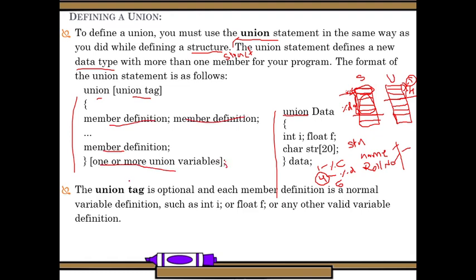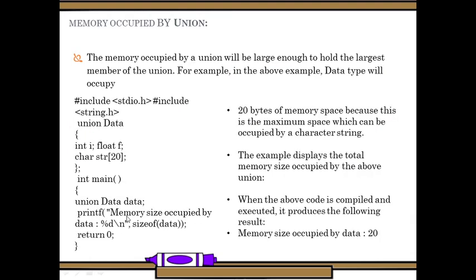The union tag is optional, and each member defines a normal variable definition such as int i, float f, like this, or any other valid variable definition. Then, memory occupied by the union. How is the memory occupied? As I said previously also, the memory occupied by a union will be large enough to hold the largest member of the union. Remember, it is considering the largest member of the union.